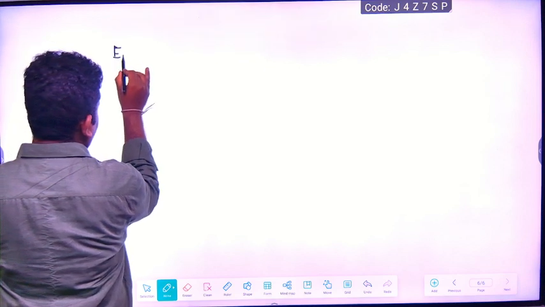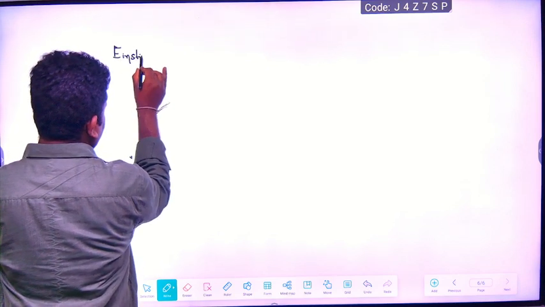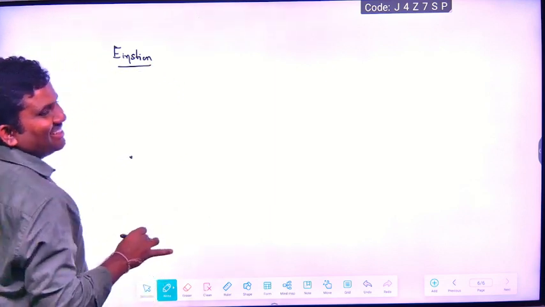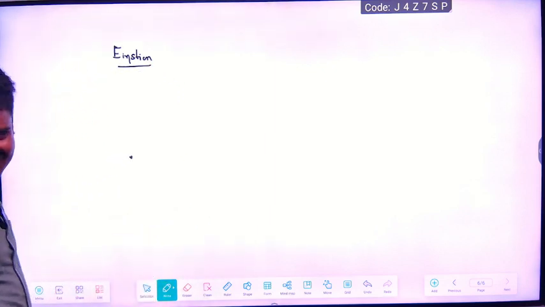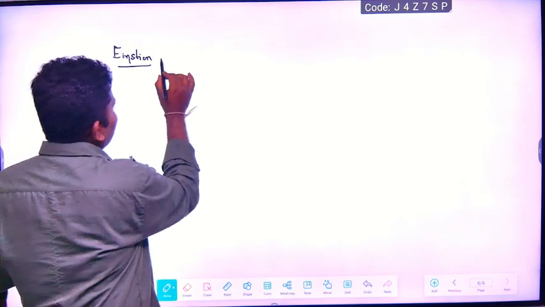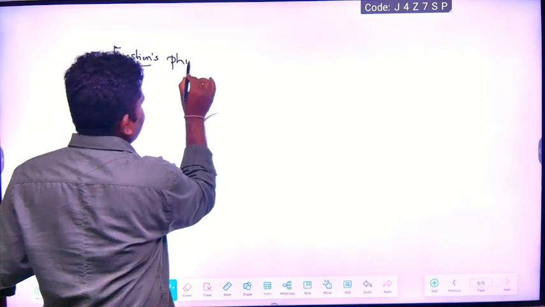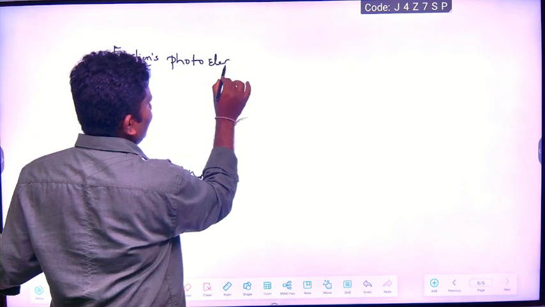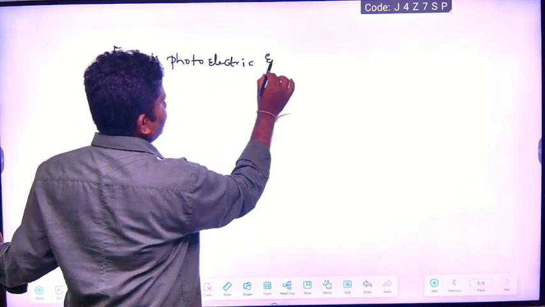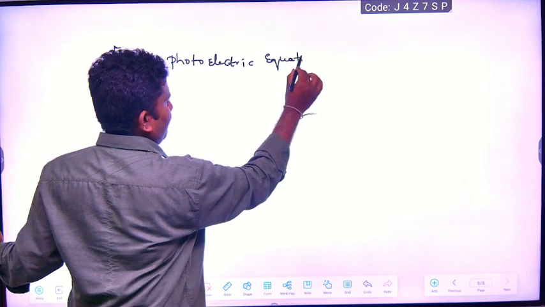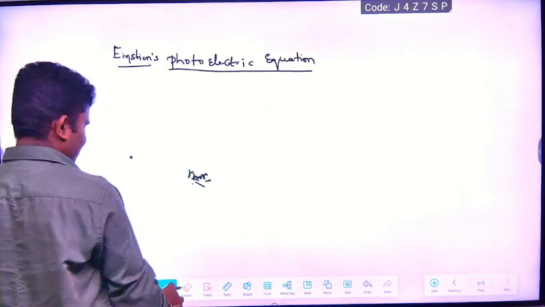What is Einstein's photoelectric equation? Einstein is a scientist. Is the spelling correct? No, sir, no. Why? First should become I. No, sir, his name starts from I. No, his name starts from I. Huh? His name starts from I, what is this guy? Einstein's photoelectric equation. Don't worry. Photoelectric equation. These spellings and all, sometimes the English is like that.